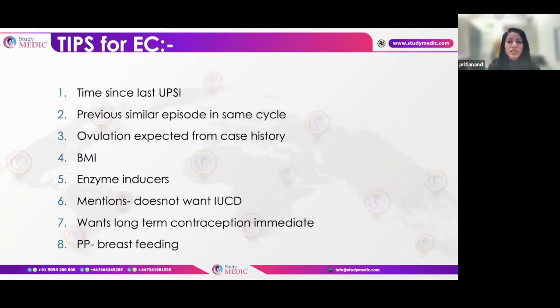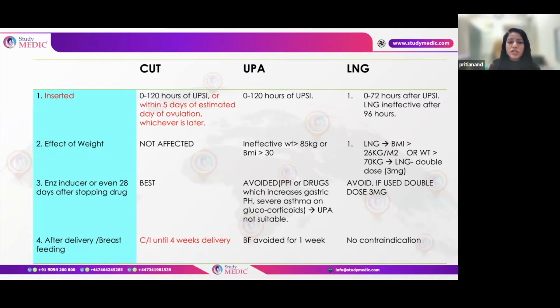Emergency contraception is again a very important SBA and EMQ for the exam. Please remember, whenever you are looking at what type of emergency contraception the patient can be given, you need to make out from the question when was the last day of unprotected sexual intercourse, and where in the cycle she is coming to you, whether she is pre-ovulatory or post-ovulatory. Is there anything mentioned in the question with regard to BMI, enzyme inducers, or if they mention that the patient will not accept the coil? These are some important things which you need to make out from the question, because the type of emergency contraception which you need to give has to be on this ground.